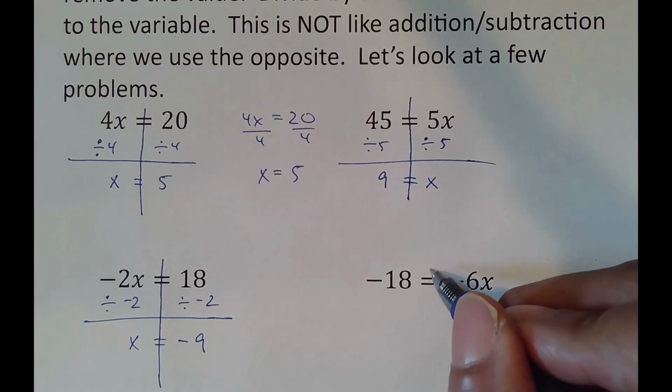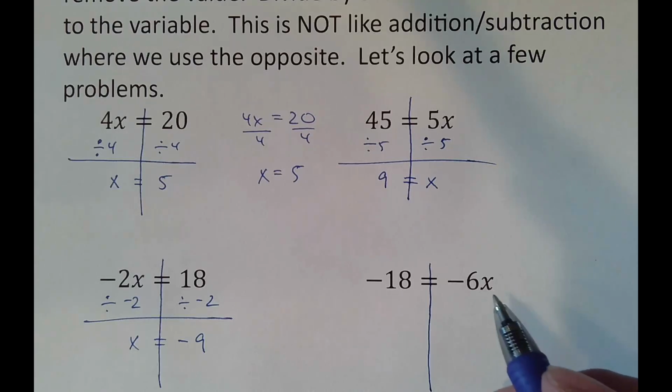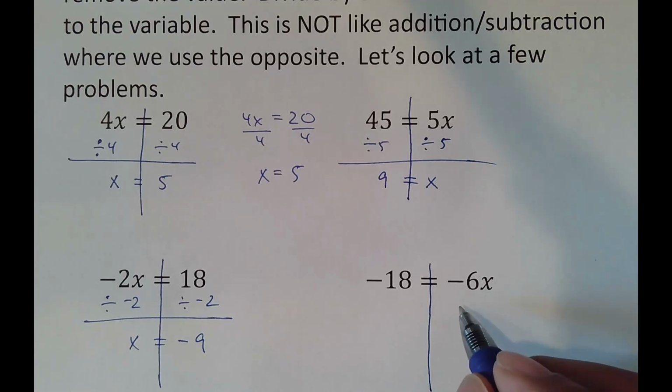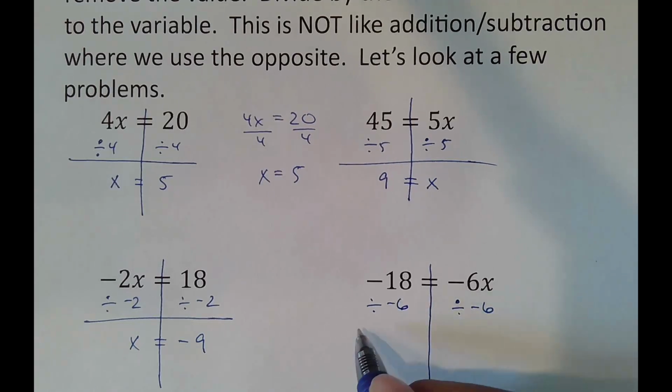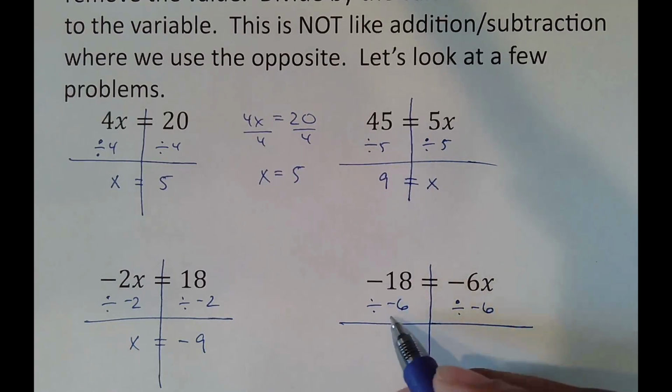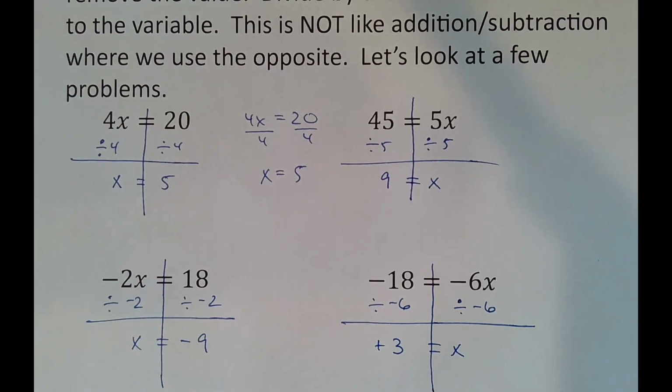And then the last one, again, if you want to separate it down the middle, negative 18 equals negative 6x. It is a negative 6 being multiplied by x, so we divide by negative 6, divide by negative 6. Here you have a negative divided by a negative. 2 negatives makes it positive, 3 equals x. So that is the general idea on doing that.